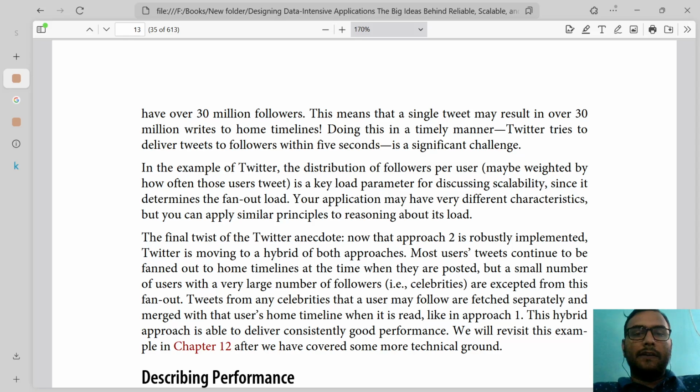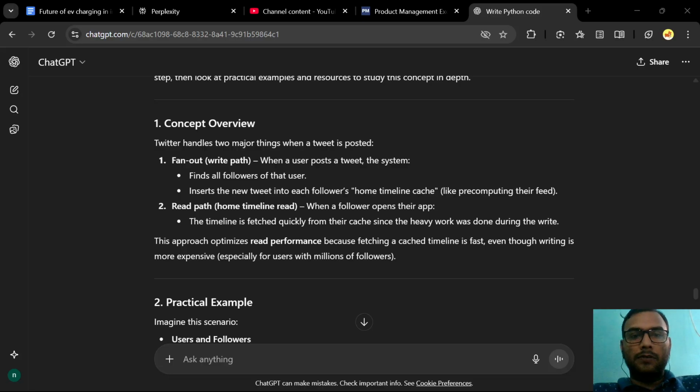And while trying to understand this, I provided this to ChatGPT, and it explained very beautifully what this means. So let me go to the ChatGPT page, and then we will, yes.